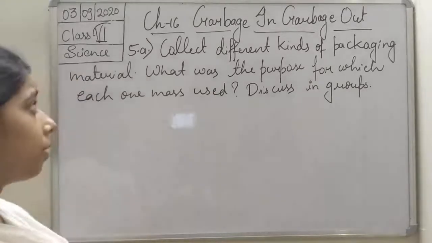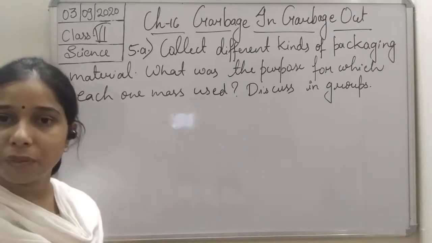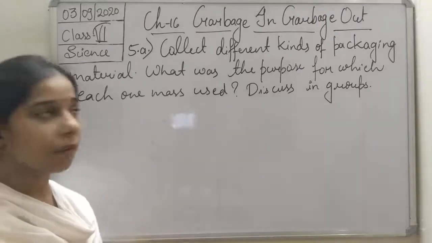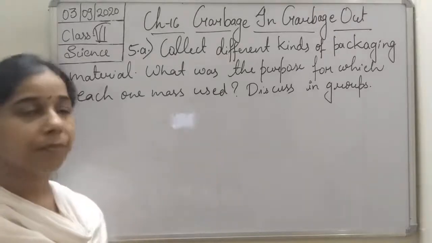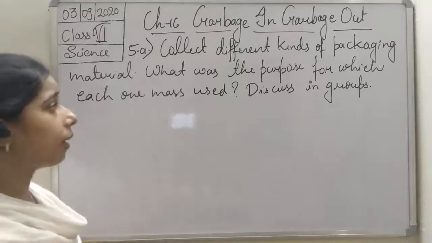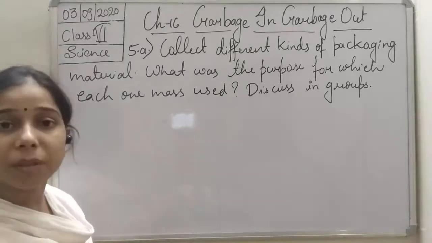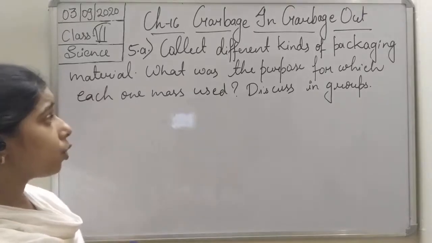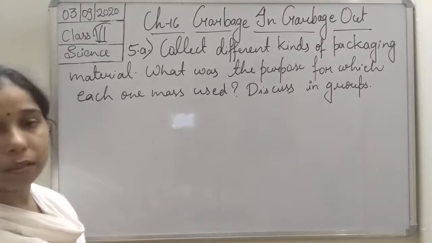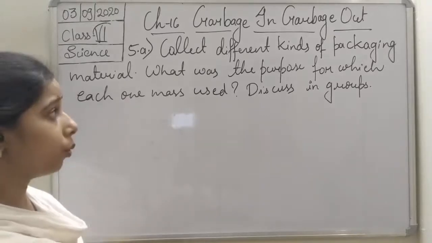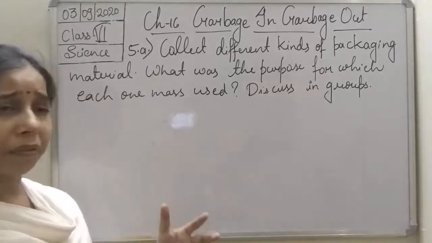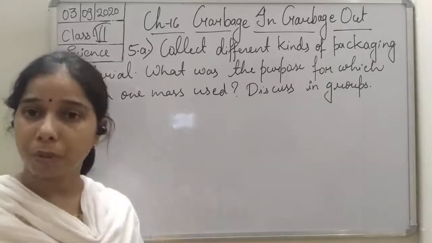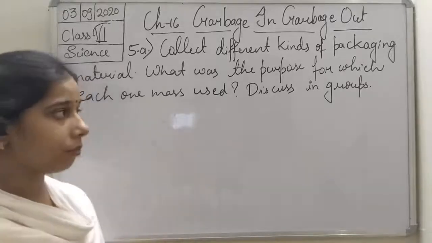So you see here students, we will move to question number 5 of the NCERT chapter, and it is also divided into A, B, C. You will see the first question of the 5th. Question is that we collect different kinds of packaging material. What was the purpose for which each one was used? Discuss in group. So what we have to do here, students, is collect different kinds of packing material, and we will discuss for which purpose it is used.